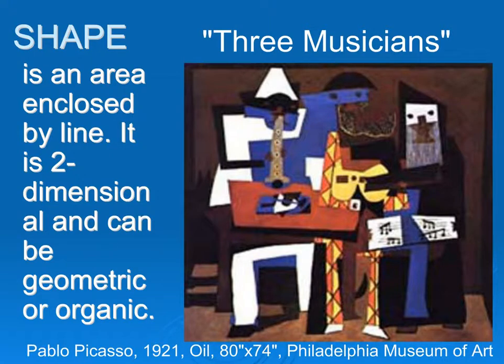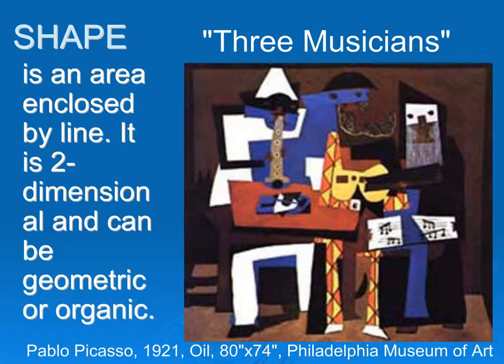Our next element of art is shape, and shape is an area enclosed by a line. It is two-dimensional and can be geometric or organic. Look at this piece that we're looking at. It's by Pablo Picasso. It's called Three Musicians. Can you find three musicians in this?